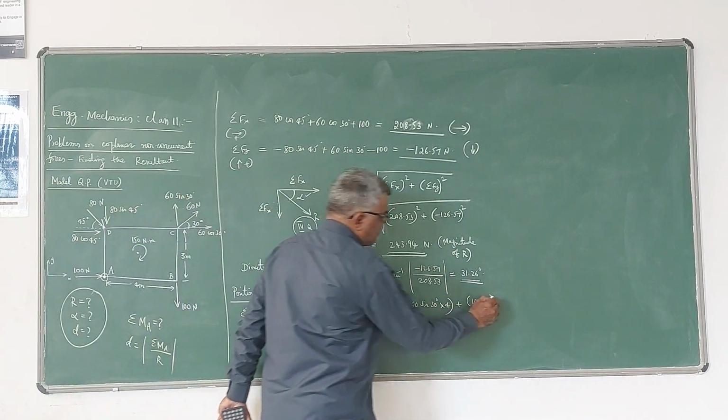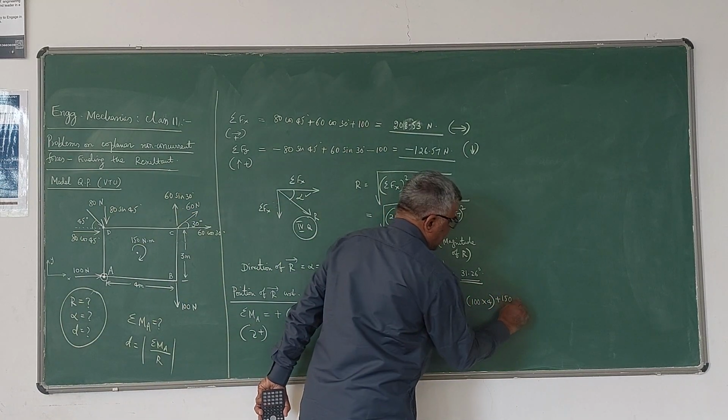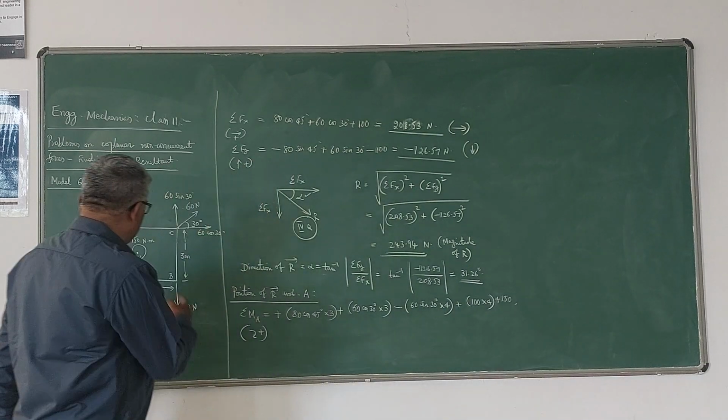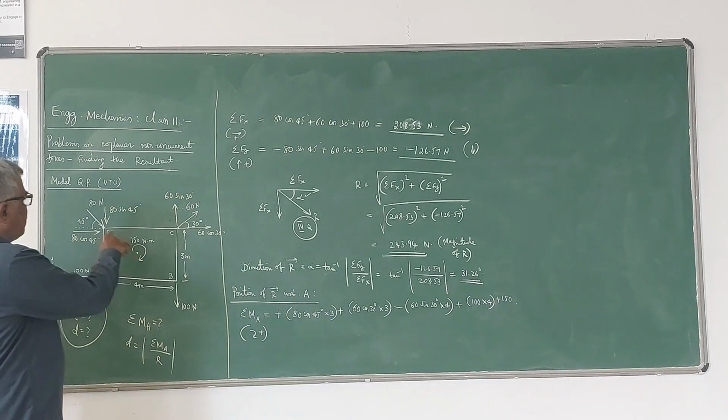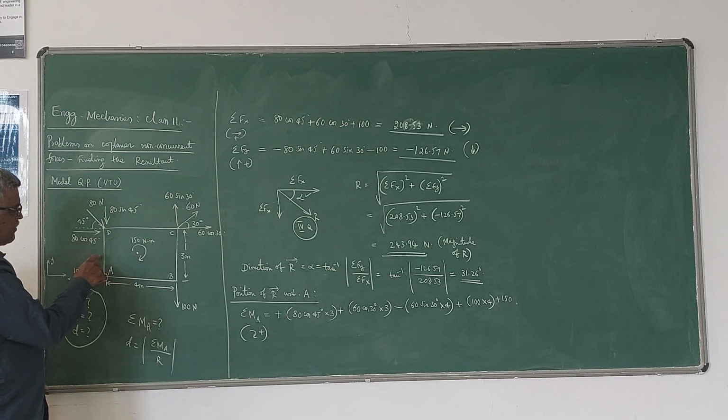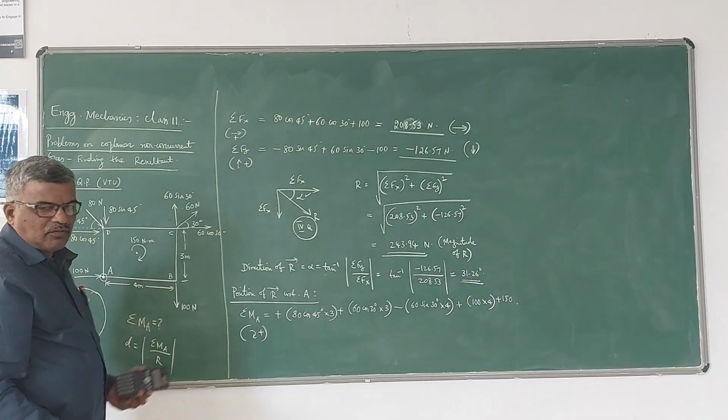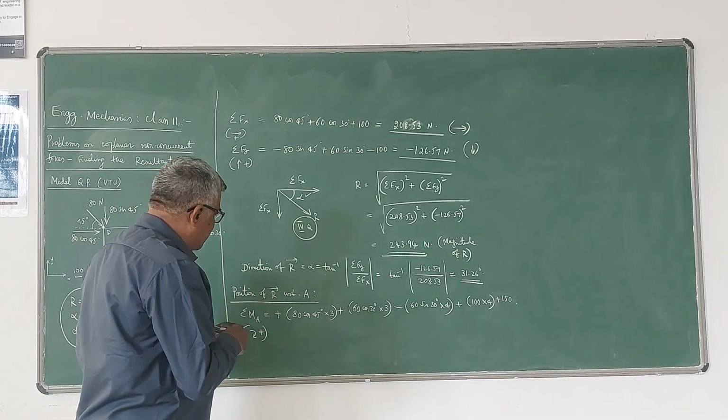So just add plus 150 because it is clockwise. If it is anti-clockwise, we have to take minus 150. The effect of this remains the same wherever it acts. That's why I have not given any distance from the point A. Wherever it acts, you just have to add 150. That's all. Now we will simplify this.